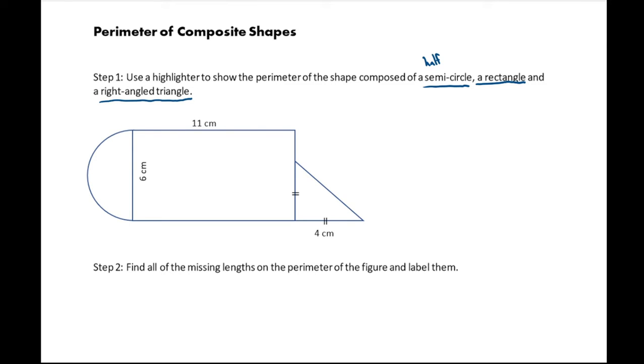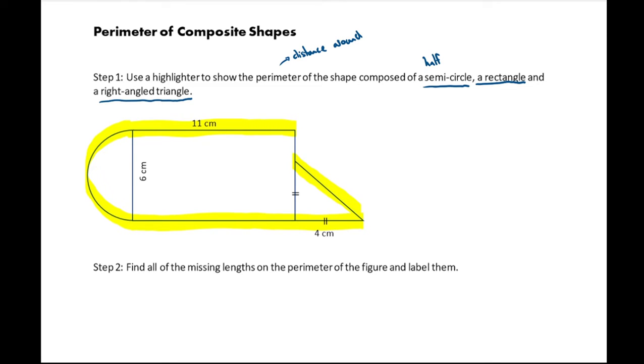So that's what we want to do first. We want to figure out, okay, what is our perimeter first? And remember, perimeter is the distance around the object. So in this case, our object, here we'll use an actual highlighter, is this composite shape, or all these shapes added together. If I want to find the distance around the shape, I need to make sure that I'm going around, and I'm not going through the middle.